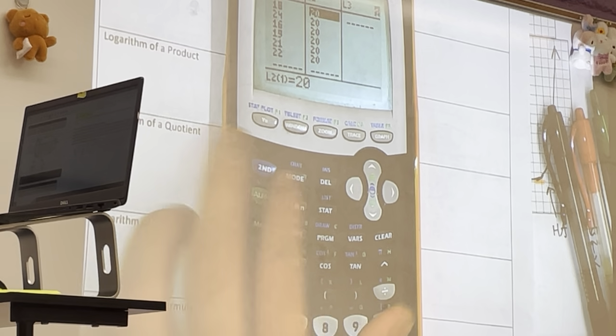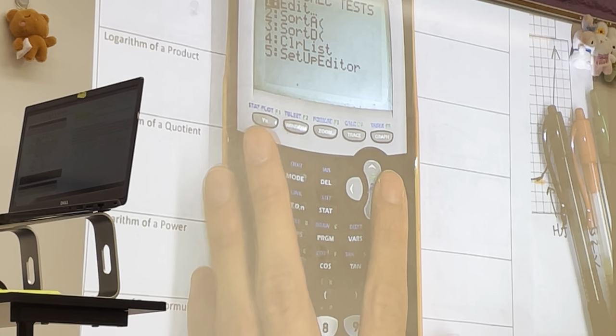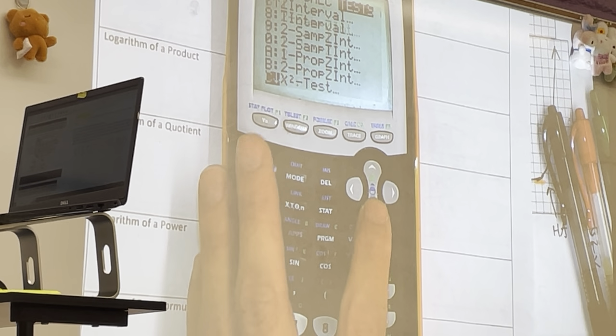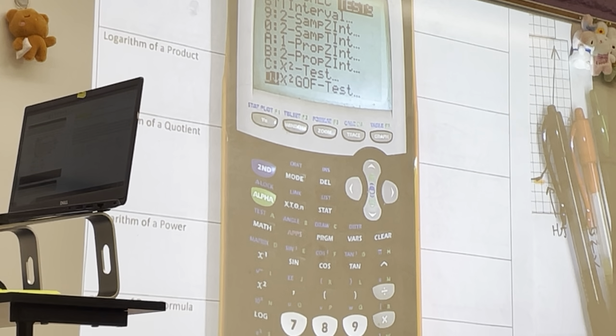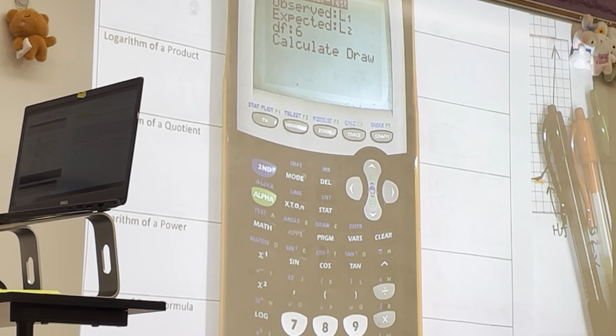Okay, I hope so. All right, so now that we have the observed and expected in the list, we're going to go to item D on the list, which is near the bottom. That's chi-square goodness of fit test. We will get to item C, chi-square test, on Monday. But for the chi-square goodness of fit test, you're going to press enter, and then it's going to ask you where your observed values and where your expected values are.